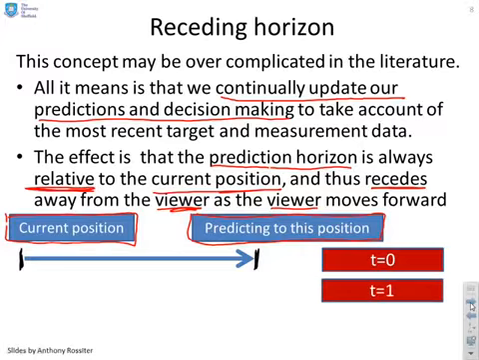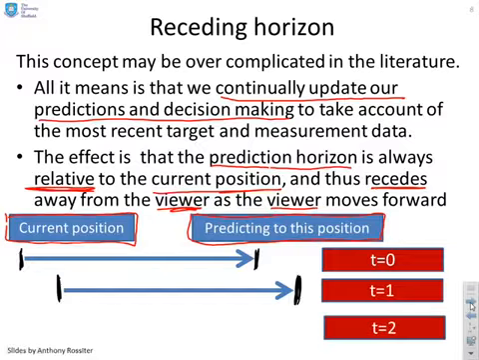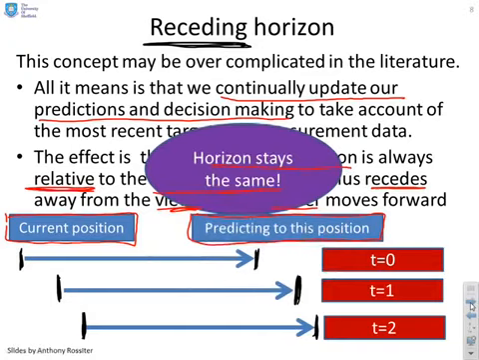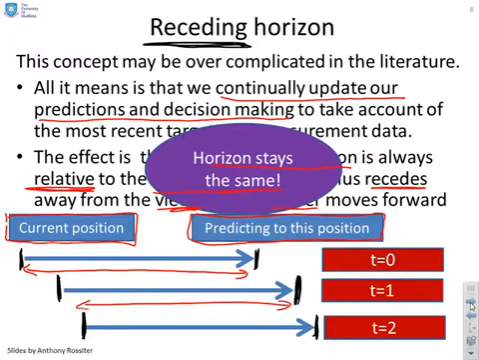Now, if you go forward in time, you will have moved forward, and so your start point has now moved to here. If you have the same prediction horizon, you're now predicting to a point which is further. Okay? And similarly, when you get to time t equals 2, you'll see again your start point has moved, and therefore your end point has moved. And that's all that receding horizon means. It means that your end point moves away as your start point moves forward. And hopefully you say, well, that's rather obvious, and you'll see that the horizon always stays the same. The actual distance that you're predicting is staying the same. It's just that the end point is moving.